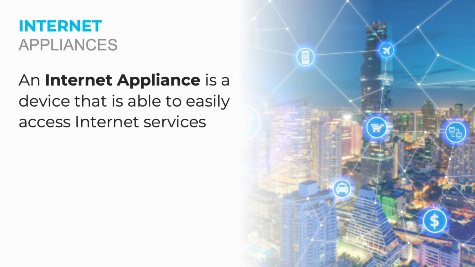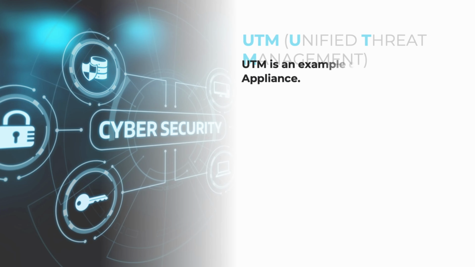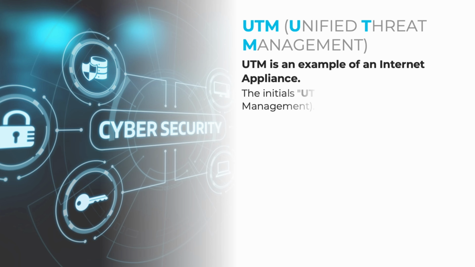Before we end the course, we're going to talk about Internet appliances. It is simply a device which is able to easily access Internet services. In fact, it can be seen as a server, except that the device will be specialized mainly on a single specific task. UTM, Unified Threat Management. UTM is an example of an Internet appliance. The initials UTM stand for Unified Threat Management. You guessed it, it's an all-in-one security solution. That is, it is a device capable of providing multiple security functions at a single point on the network.